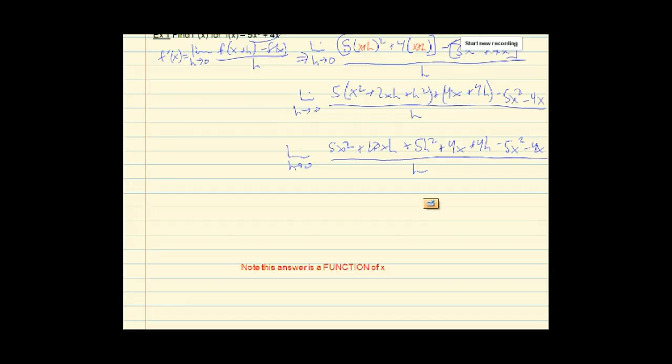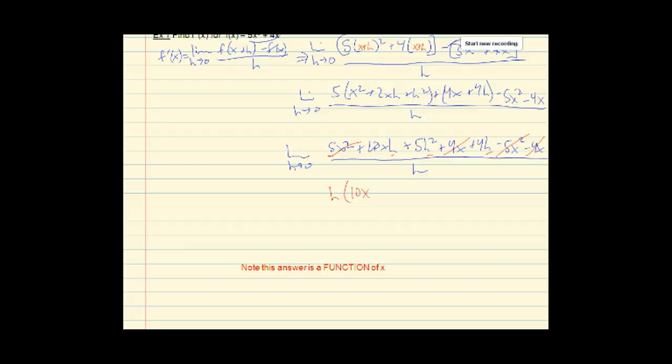Oh, look at that. We got a positive 4x and a negative 4x. That's good. Oh, positive 5x squared, negative 5x squared. Now look at what's left. Every single term has a factor of h. So what can I do? Yeah, that's right, kids. I can factor out an h.